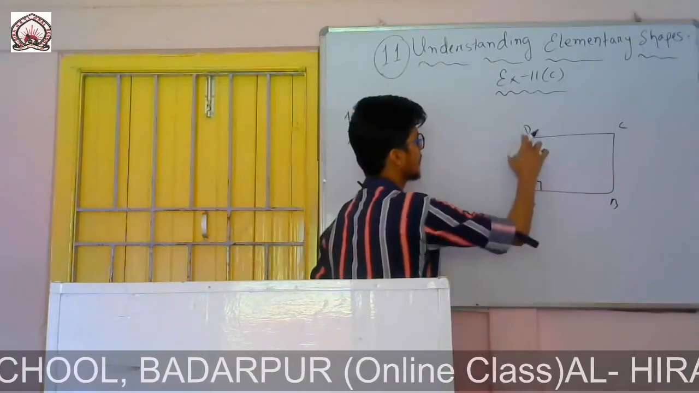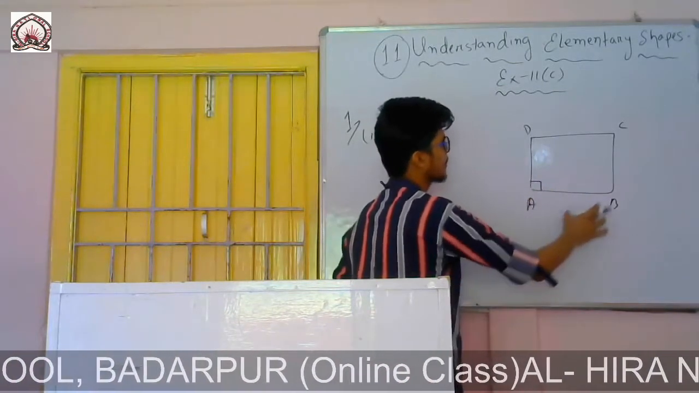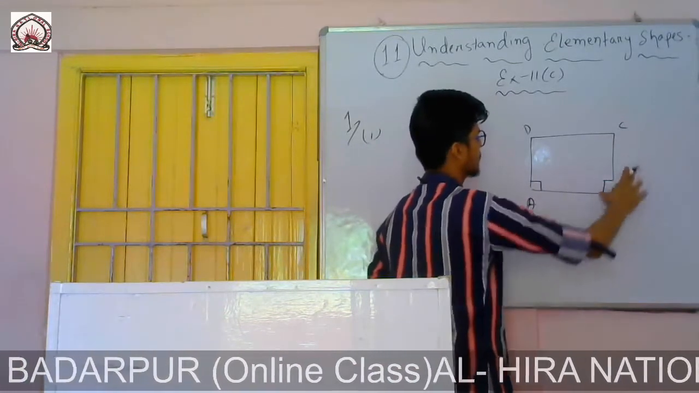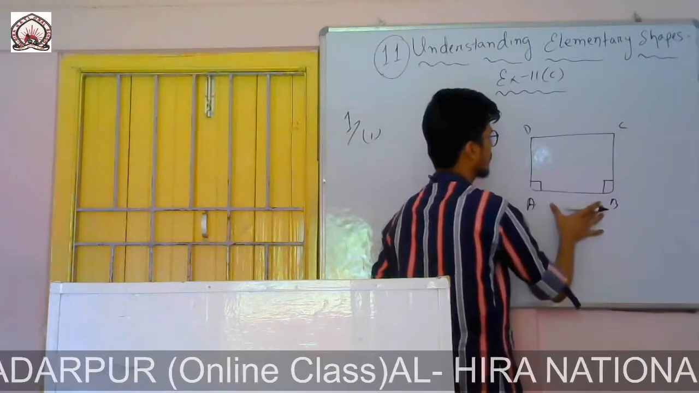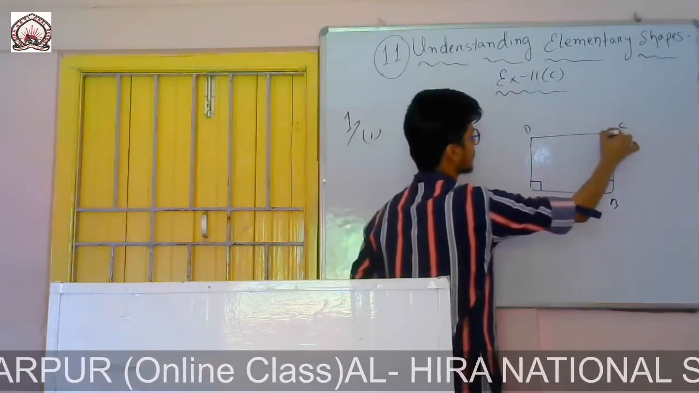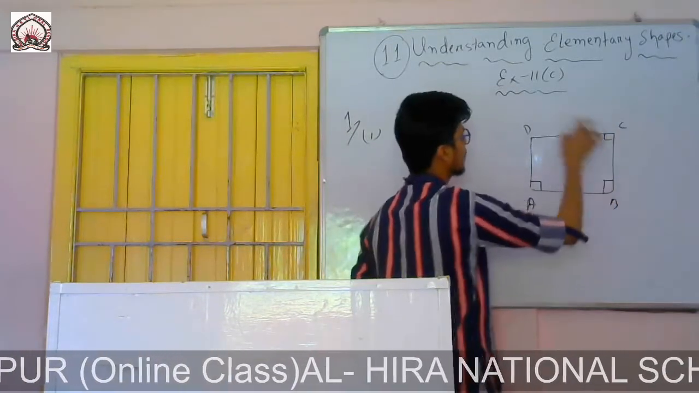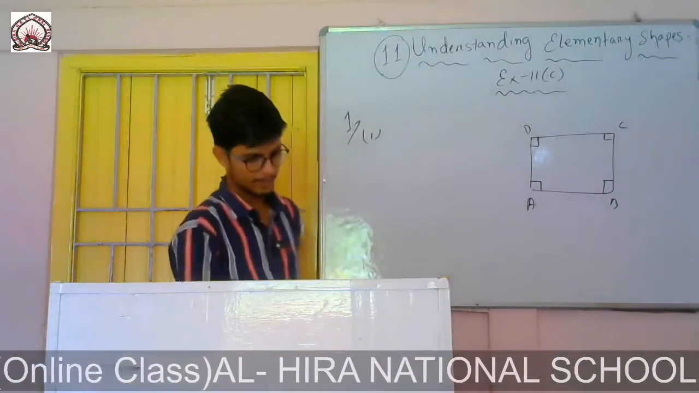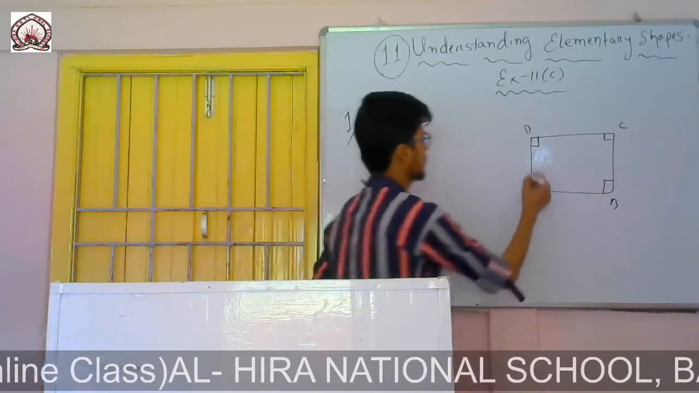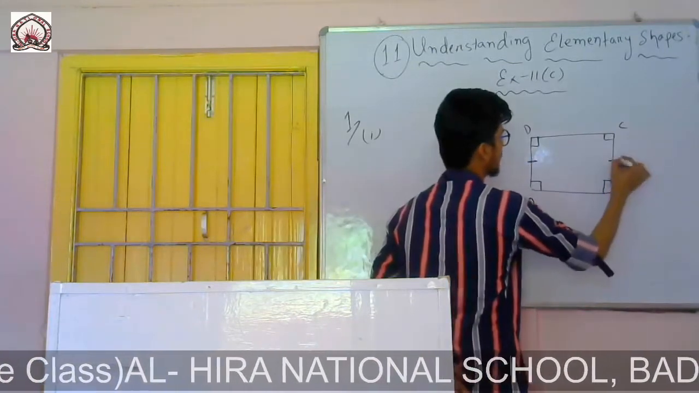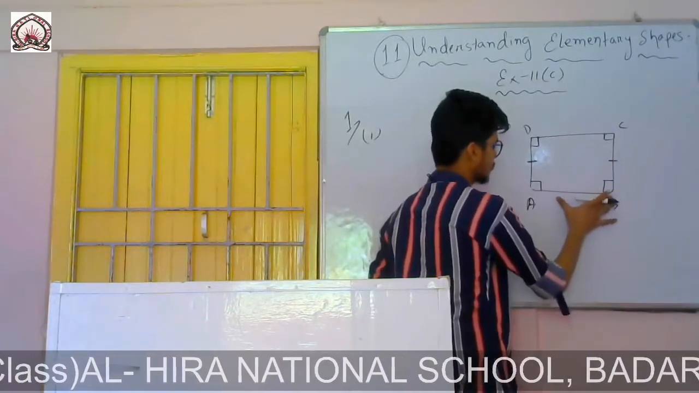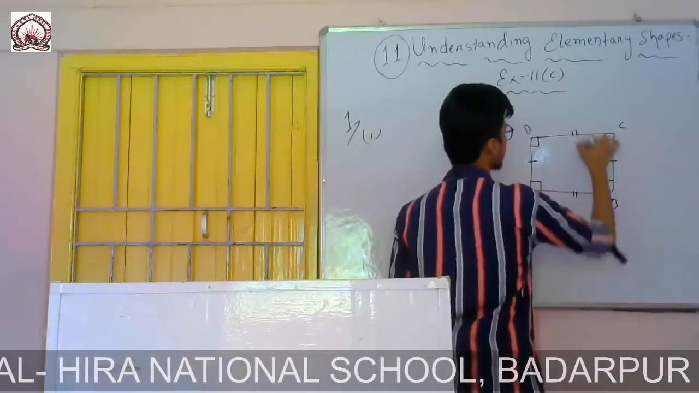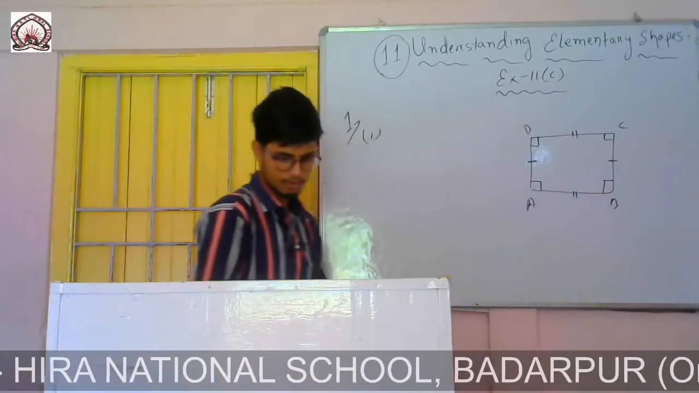How many perpendicular lines? One, you see this one: AD is perpendicular to AB. Then BC is perpendicular to AB. Then BC is also perpendicular to CD. So there are four perpendicular lines. And parallel lines: you see this line and this line are parallel to each other. They do not intersect. This one AB and CD are parallel to each other.